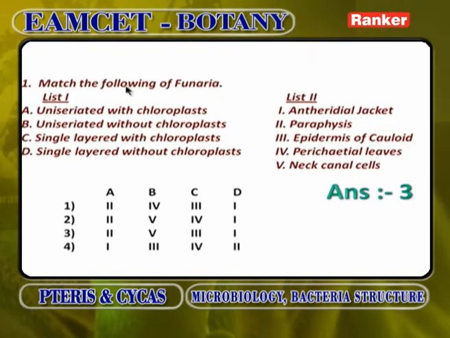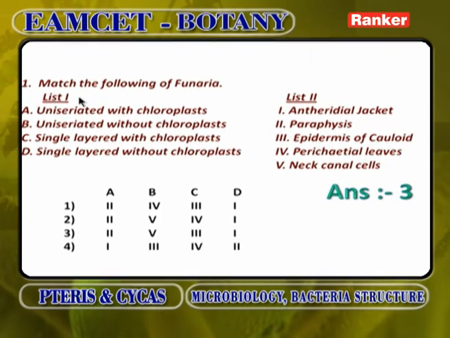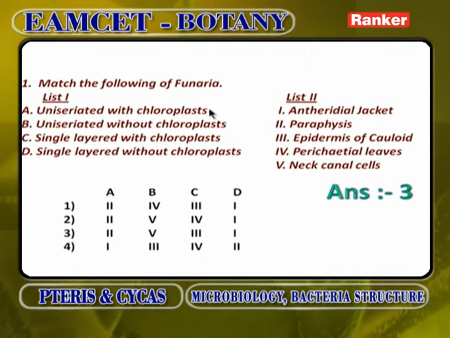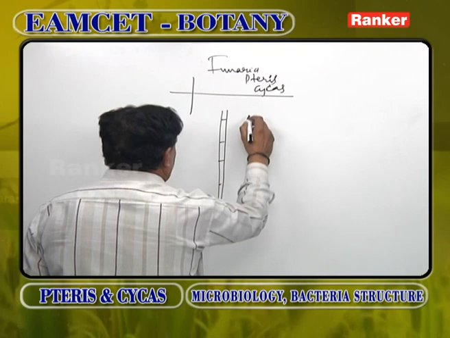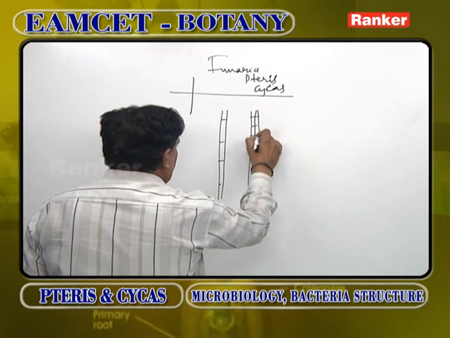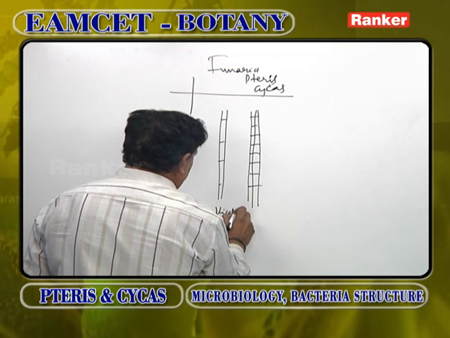Match the following in Funaria. List 1. Uniseriated with chloroplast. You know what is uniseriated? If a single layer is there, cells are arranged like this. This is called multicellular uniseriate. So these cells are arranged like this and they are in two rows. So this is multicellular.